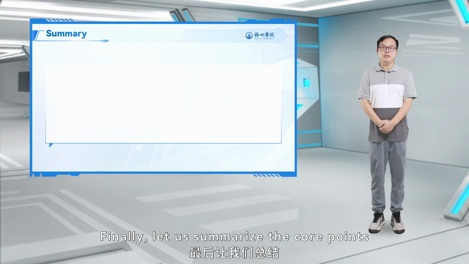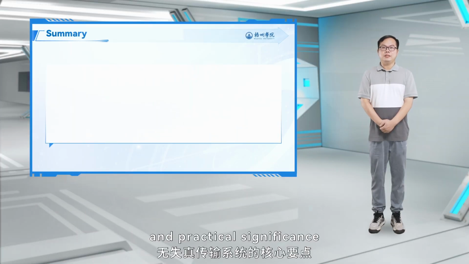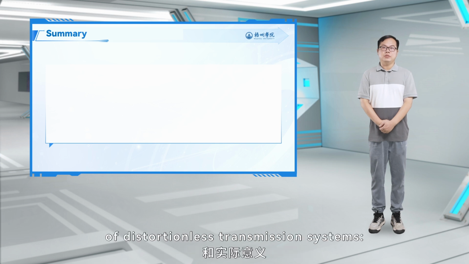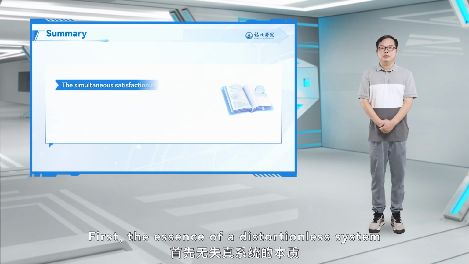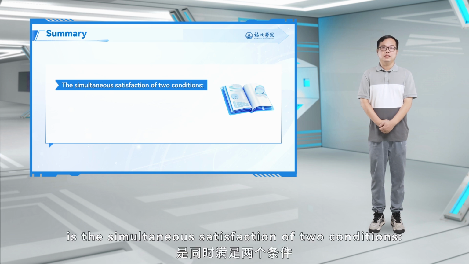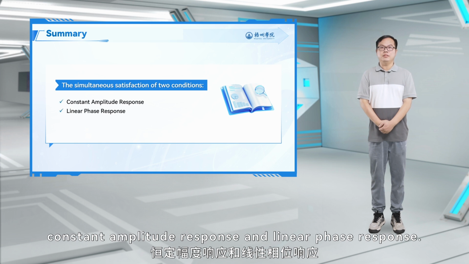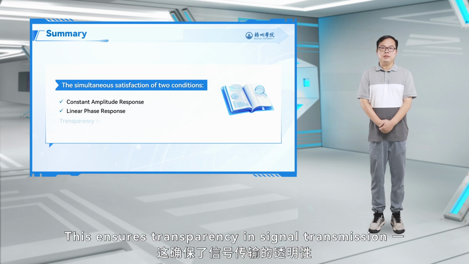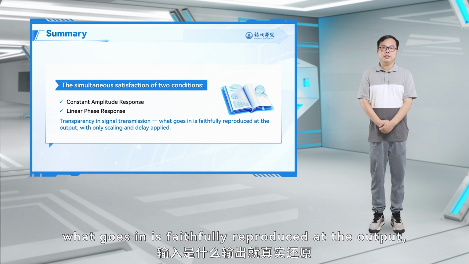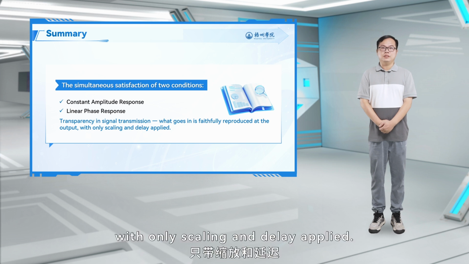Finally, let us summarize the core points and practical significance of distortionless transmission systems. First, the essence of a distortionless system is the simultaneous satisfaction of two conditions: constant amplitude response and linear phase response. This ensures transparency in signal transmission. What goes in is faithfully reproduced at the output, with only scaling and delay applied.